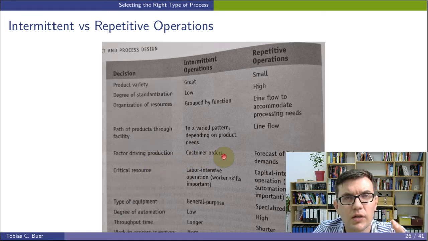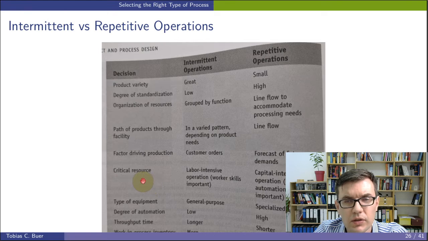What is the factor that is driving the production in the intermittent operations? It is the customer orders. We manufacture in the way that we can fulfill the customer order, and the customer orders might arrive at different times in our factory and with different specifications. On the other hand, for the repetitive organizations, we usually manufacture based on a forecast of what is needed in the next weeks or months.